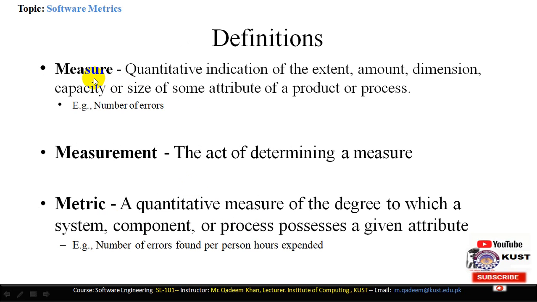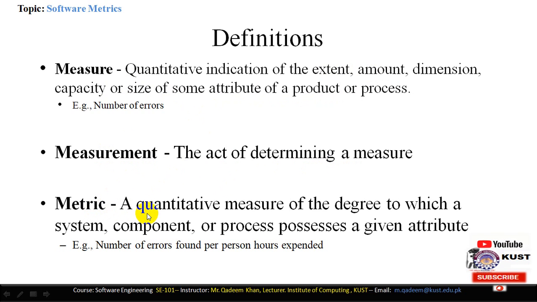Now the definitions. Measure gives quantitative indications of the extent, amount, dimensions, capacity or size of some attributes of the product or process. For example, number of errors. Basically, it is the quantitative measurement. For example, amount, dimension, capacity or size of some attributes of a product or a process. Measurement is the act of determining a measure. So basically, this is the measurement which is determining a particular sort of measure.